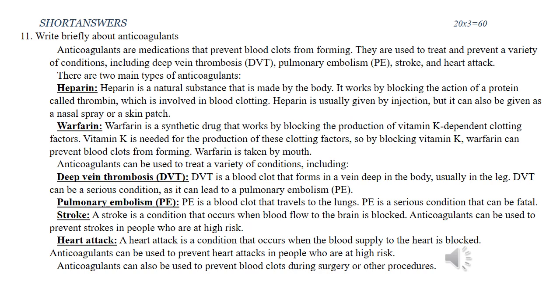Stroke. A stroke is a condition that occurs when blood flow to the brain is blocked. Anticoagulants can be used to prevent strokes in people who are at high risk. Heart attack. A heart attack is a condition that occurs when the blood supply to the heart is blocked. Anticoagulants can be used to prevent heart attacks in people who are at high risk. Anticoagulants can also be used to prevent blood clots during surgery or other procedures.